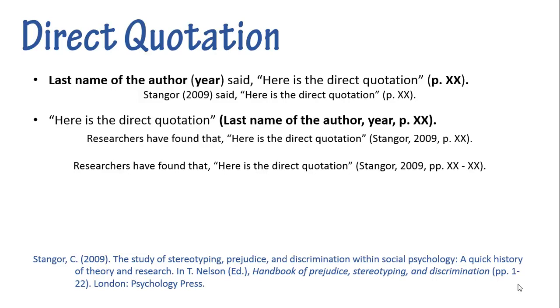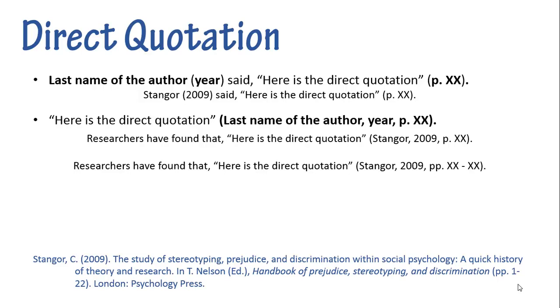When using a direct quotation, APA requires that you include the page number where you found the quotation. The screen shows you some of the ways you could format your direct quotations. Note that when a quotation is on one page of text, you use a single lowercase p followed by a period and then a space before you include the page number. When the quote spans 2 or more pages of text, APA asks that you use 2 lowercase p's followed by a period and a space and then the page range on which you can find the quotation. A single p means page and 2 p's means pages.